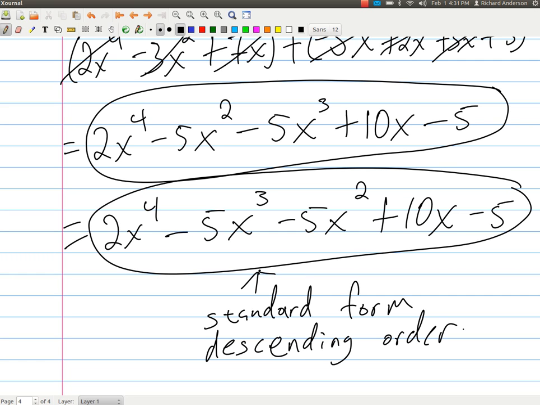Okay, I'll go ahead and stop right there, and then I'll pick up with the multiplying, foiling, and factoring in the next video screencast.